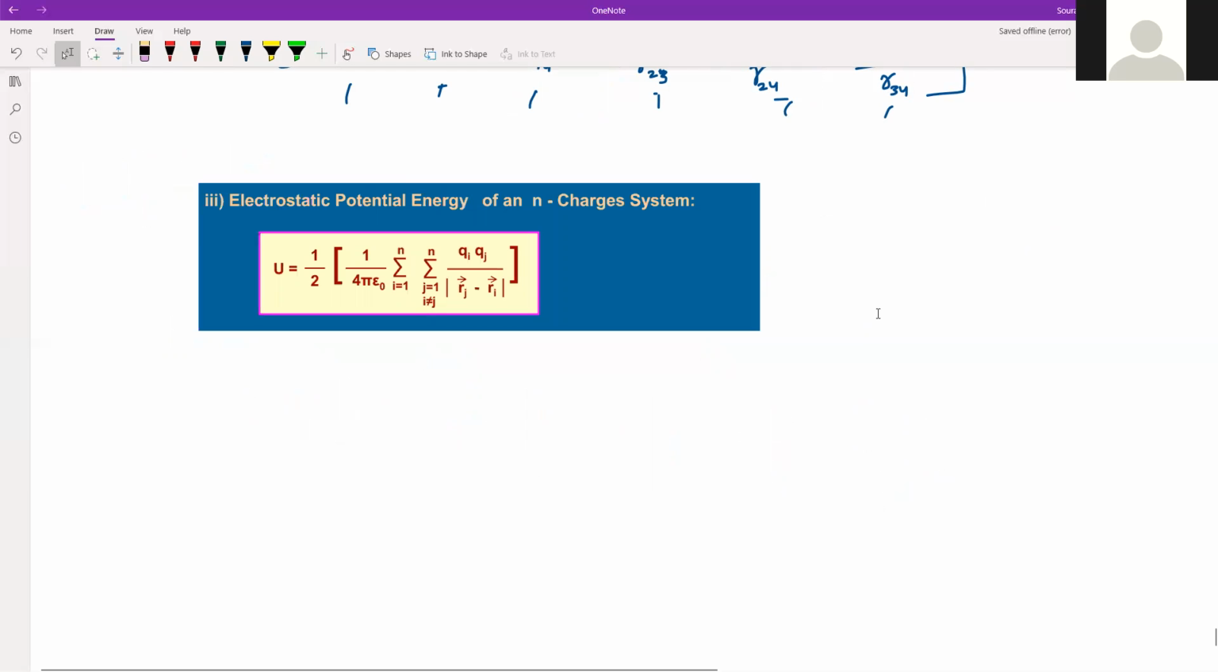So as you can see here, Q1, Q2, i and j will keep on varying. For one value of i, there will be different values of j. You keep on doing that, and that will be the total energy. There is a half outside. In this formula you can see there is a half there.